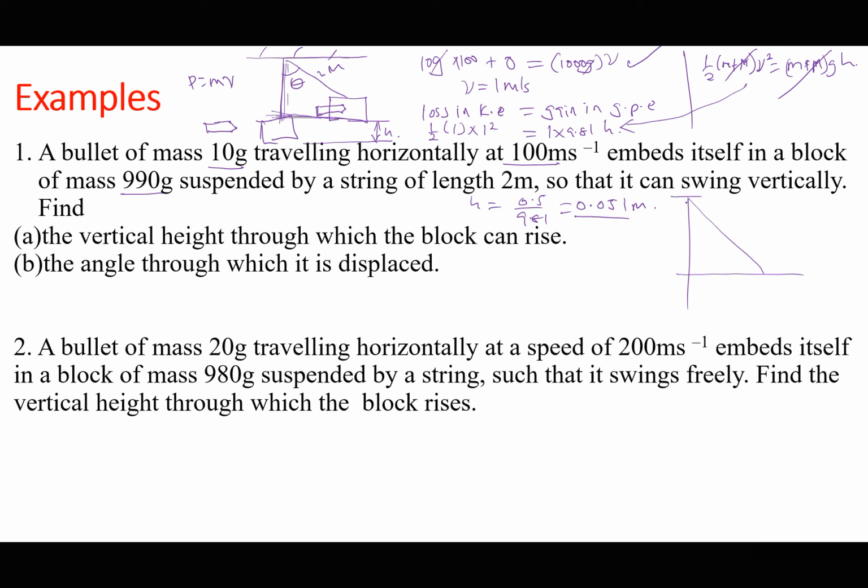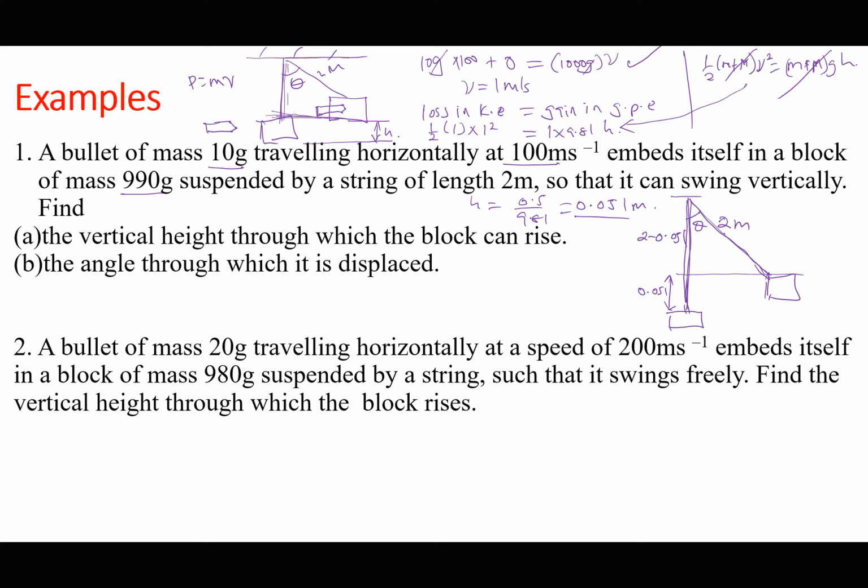Remember, the whole of this length here is the same as the other length. But this height alone is 0.051 because the block is here. So it means this was 2 meters. So this is 2 meters minus 0.051. So this becomes 2 minus 0.051.